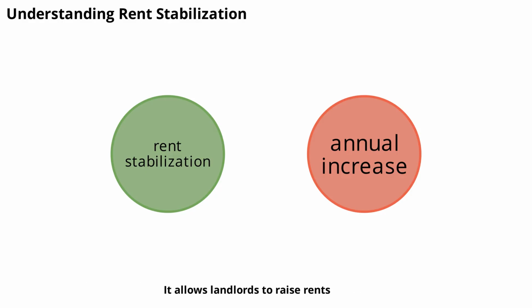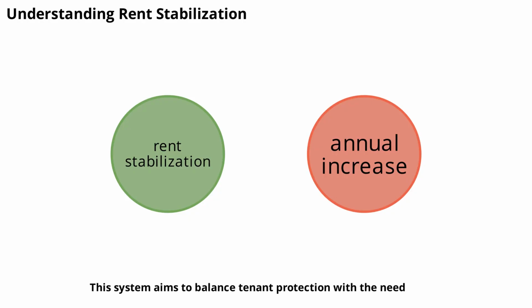Rent stabilization is a more flexible approach than rent control. It allows landlords to raise rents, but only by a certain percentage each year, often linked to inflation or a government index. This system aims to balance tenant protection with the need for landlords to maintain their properties and keep up with costs. Rent stabilization often covers newer buildings or those not eligible for strict rent control. It's a common system in many large cities.